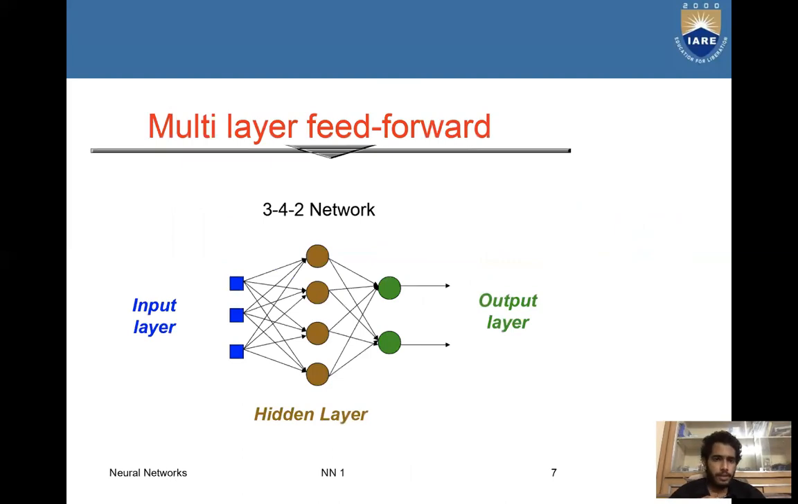Now, the following figure depicts the multi-layer feed-forward network, where it contains three input nodes in the first layer, two output nodes in the second layer, and four nodes in a hidden layer. This is a simple multi-layer feed-forward neural network.